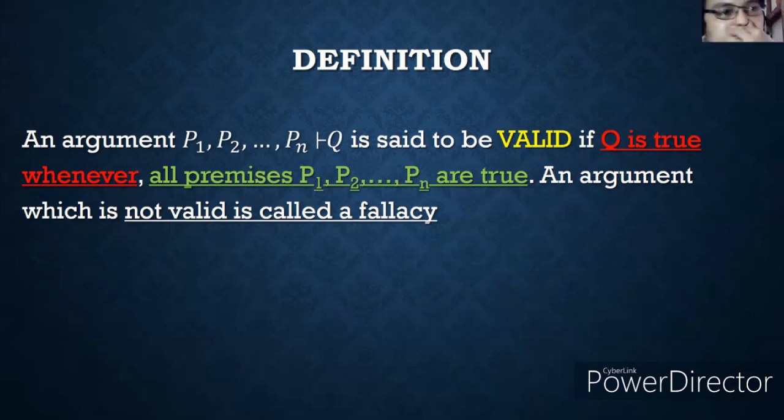So if all premises are true, but it leads to at least one false for the conclusion, then that is already a fallacy. Now let me give you an example of a valid argument and a fallacy.